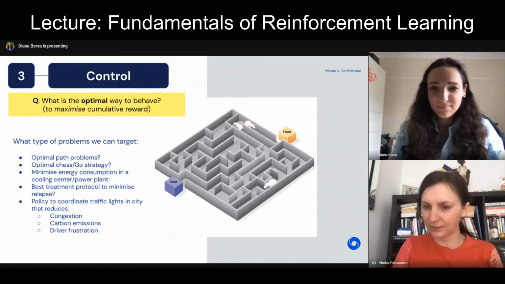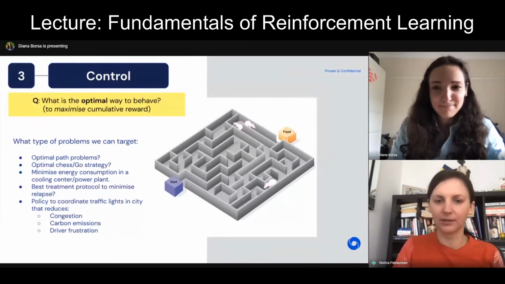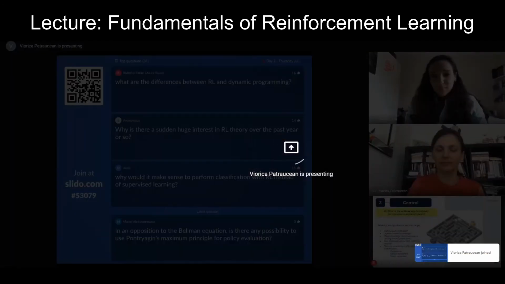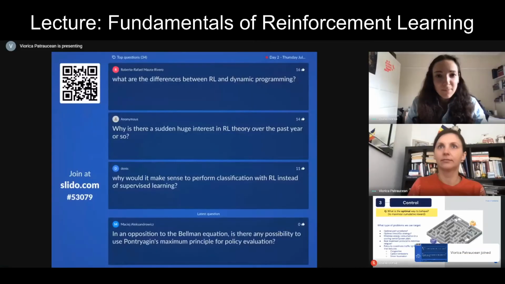Quickly share the screen so you can also see the questions. Sure. Okay, so you can see it.